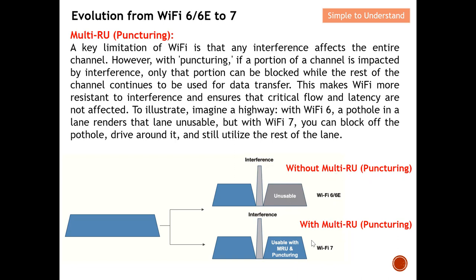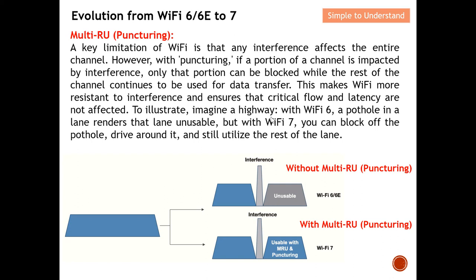For Wi-Fi 7, we have this multiple RU punching. Therefore, once we have interference, only the interfered bandwidth will be affected. The rest will still be intact. So however we're punching, if a portion of a channel is impacted by interference, only that portion is blocked, while the rest of the channel continues to be used for data transfer. This is what I mentioned just now. This makes Wi-Fi more resilient to interference and ensures that critical flow and latency are not affected.